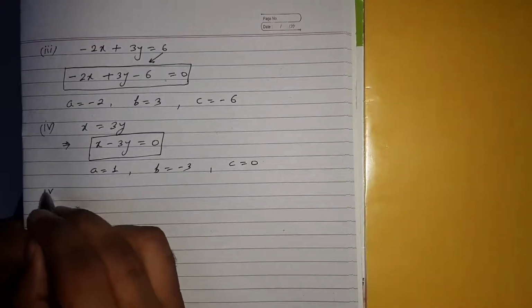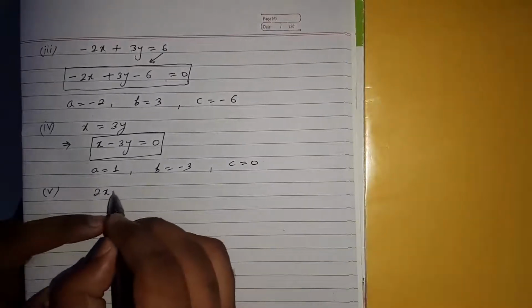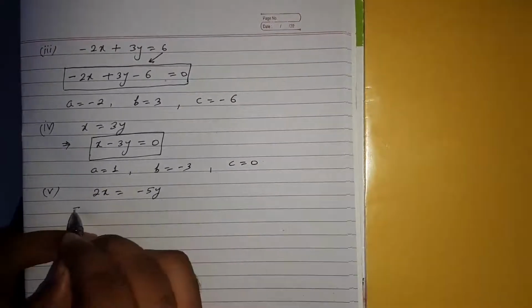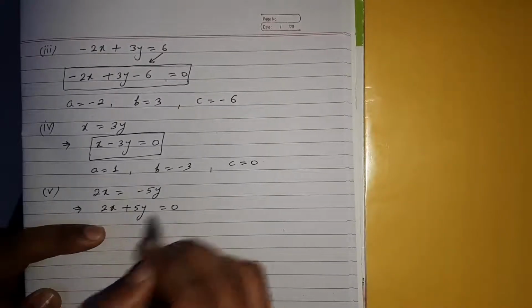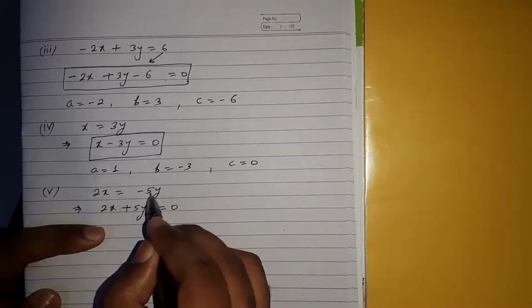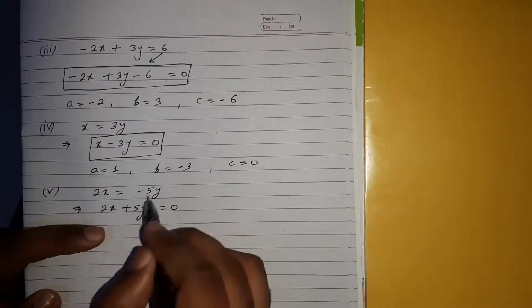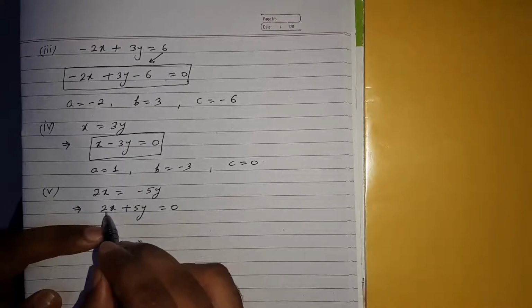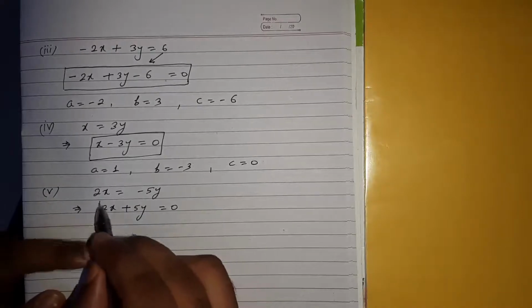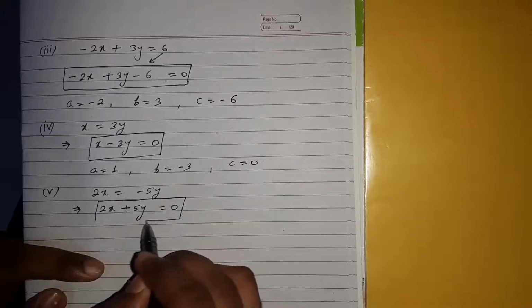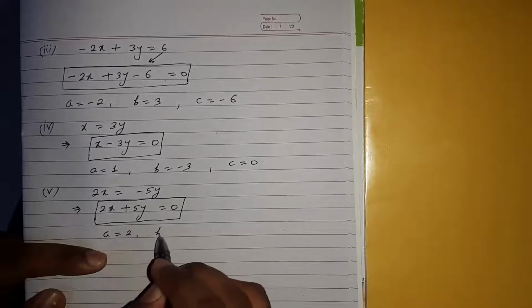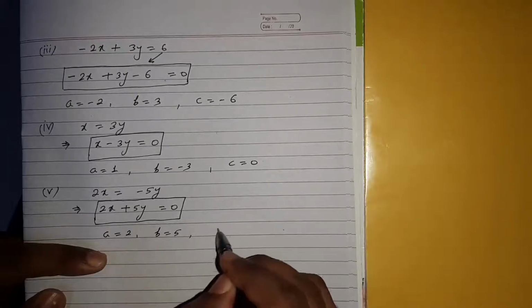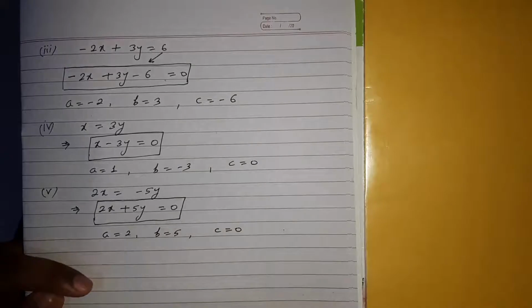The next part, the fifth part, is 2x is equal to minus 5y. So the standard form will be 2x plus 5y is equal to 0 by transposing. By transposing minus 5y from one side to the other side, it will become positive. So the equation will be 2x plus 5y is equal to 0. This is the standard form of a linear equation in two variables. Here the value of a is 2, the value of b is 5, and the constant term is not there, so the value of c will be 0.